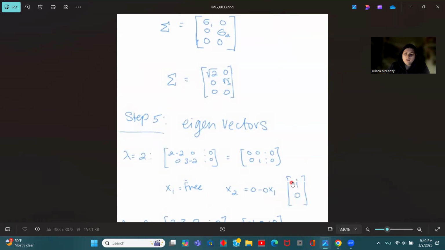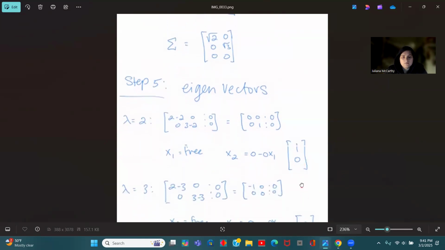It's 1, 0. And remember these eigenvectors, they're going to make up the v so that we can find v transpose. And so these vectors have to be orthonormal. So quickly checking that it's normal, we would do the square root of 1 squared plus 0 squared, which is just square root of 1, which is 1.